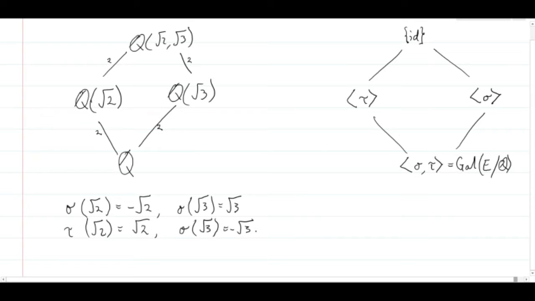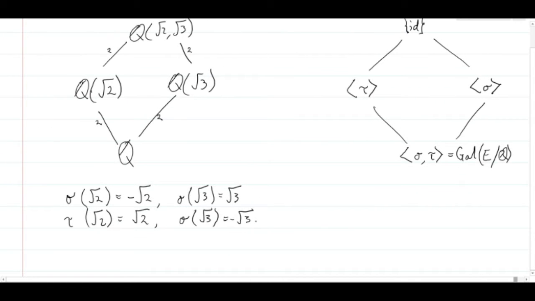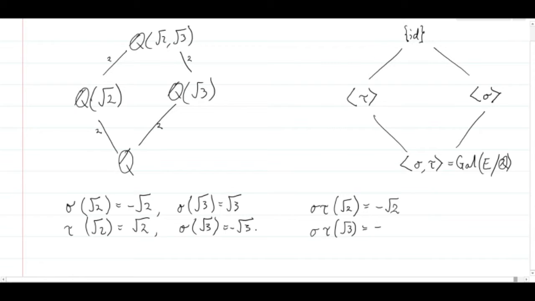What is the structure of the group generated by sigma and tau? Sigma and tau each have order 2, so the group can't consist solely of the elements the identity, sigma and tau. Those are 3 elements. So there's one element missing, and the element missing is sigma tau. So what does sigma tau do? It maps square root of 2 to minus square root of 2, and it maps square root of 3 to minus square root of 3.